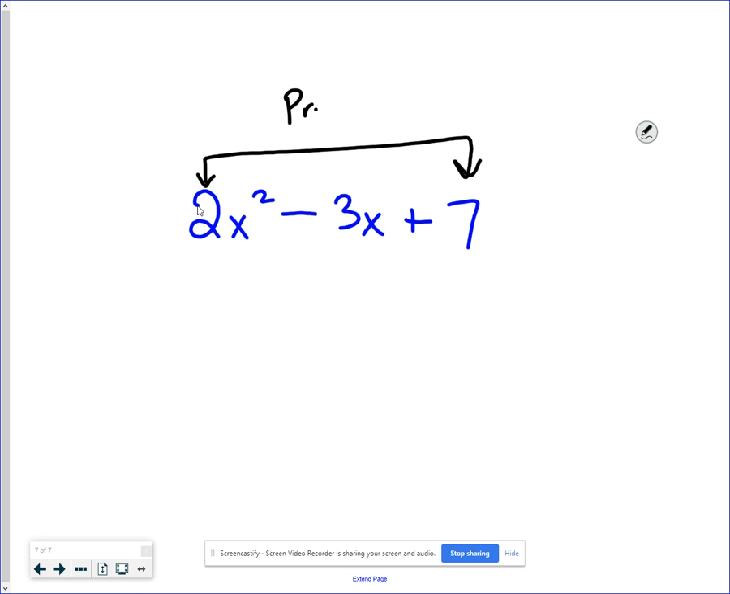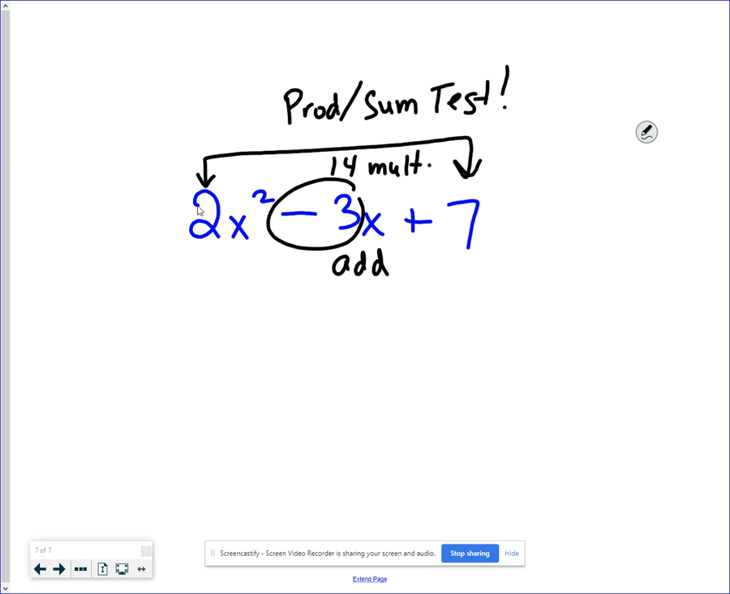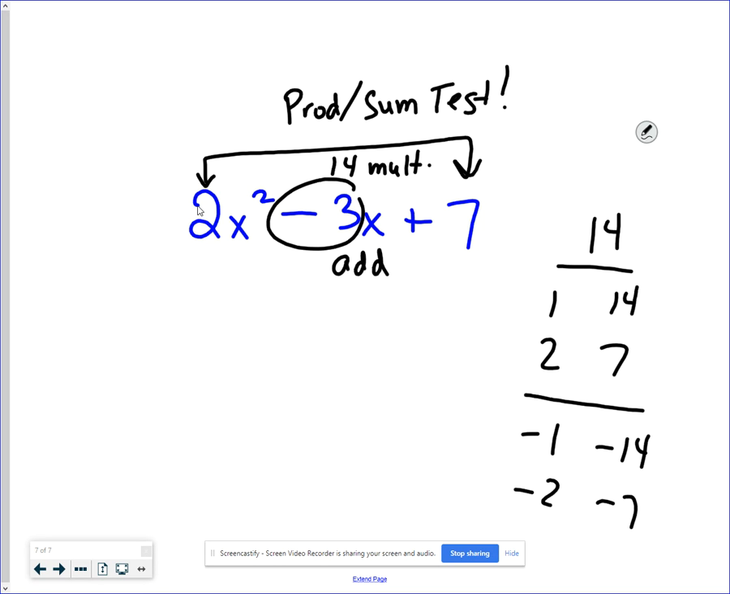We want to do the product sum test. We want to know, does it factor? Well, does it pass this test? 2 times 7 is 14. Are there 2 numbers that multiply to be 14 and add to be the middle number? Well, factors of 14, we have 1 and 14, 2 and 7. Other factors of 14 are negative 1 and negative 14, negative 2 and negative 7. So these are all the factors of positive 14.